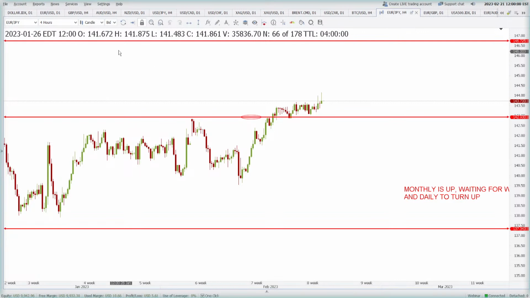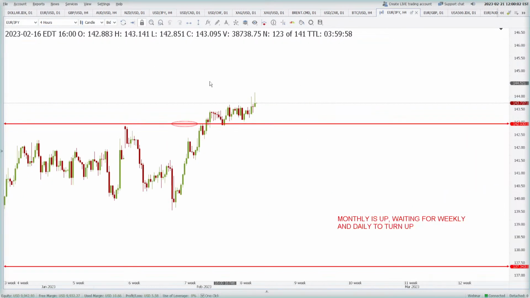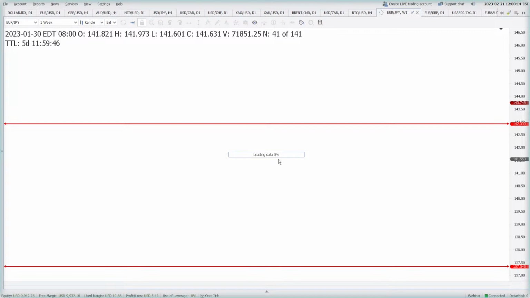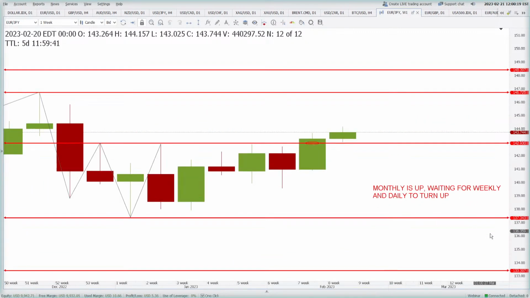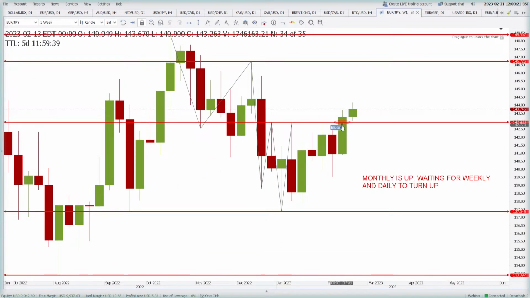Euro JPY. Now Euro JPY, you see something we have written here. Monthly is up, waiting for weekly and daily to turn up. Weekly and daily was going to turn up only above 142.93. Well, did it close the week above that? Let us see. All right, it has convincingly closed the week above that. What is the next target now? 146.72 is the next target, my friends.